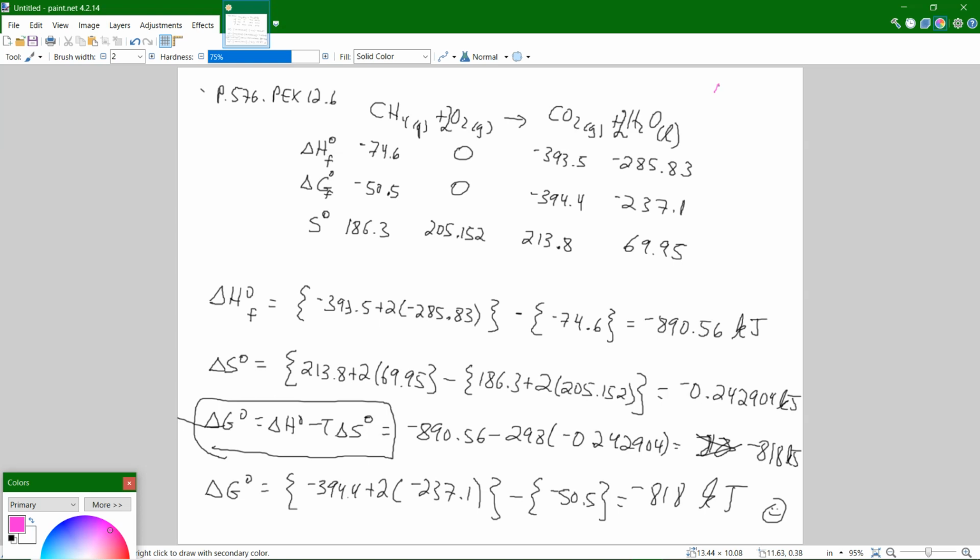No, careful. Let's do this. Delta H over delta S. Delta H naught over delta S naught would be, again, the delta H naught and delta S naught don't change much. Negative signs go away, so it'd be 890.56. Let me just round it off to 891 over 0.24. 891 divided by 0.24 is 3,713 Kelvin. So we aren't going to get temperatures like that, okay?